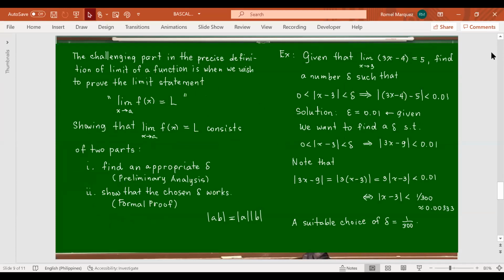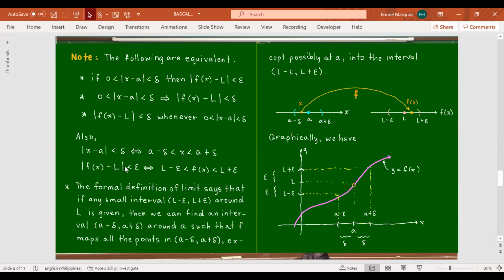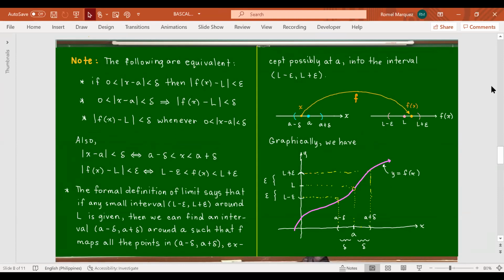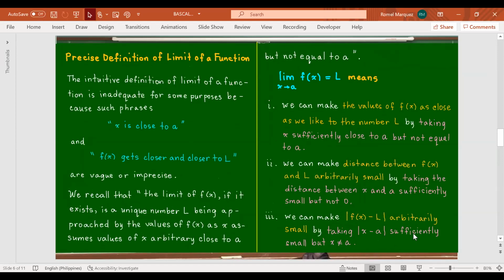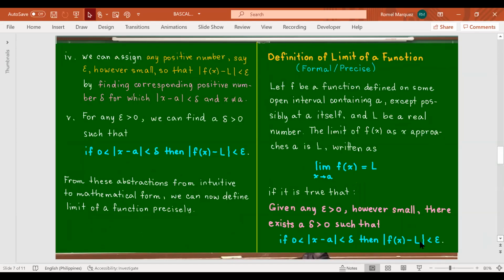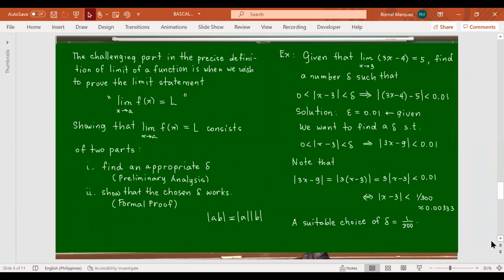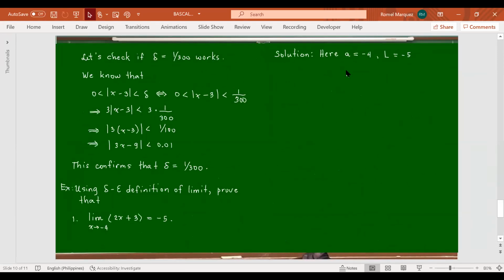We will be writing this statement, but you are going to replace the definition by the actual values, the a and the L. You have to come up with this. So, let epsilon greater than 0 be given. So that's the starting line.